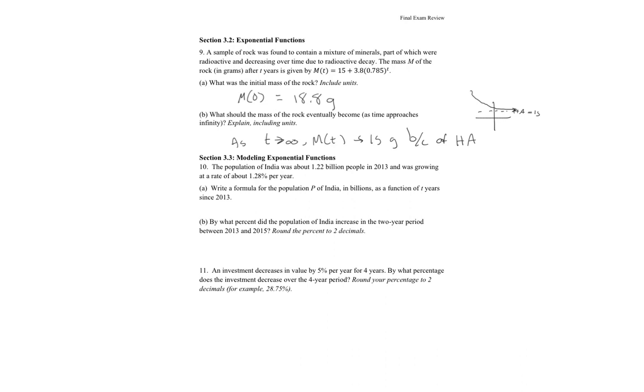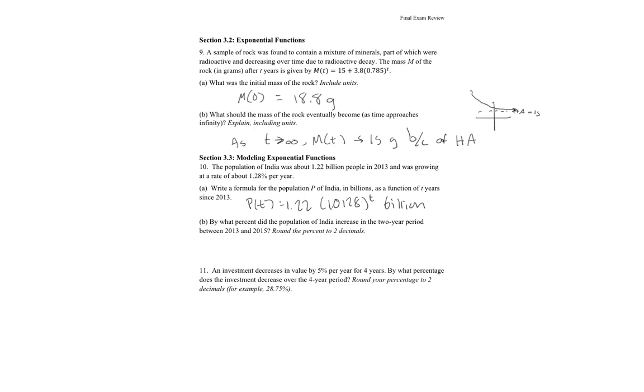it grows at a rate of 1.28% per year. And it wants us in part A to write a formula for the population in billions as a function of t years since 2013. So we have our initial population of 1.22 in billions, right? And then our rate of growth is 1.28%, so we convert that to a decimal and add that to 1, so it's going to be 1.0128, right? So then we can write our formula as P of t equals 1.22 times 1.0128 to the t billion.